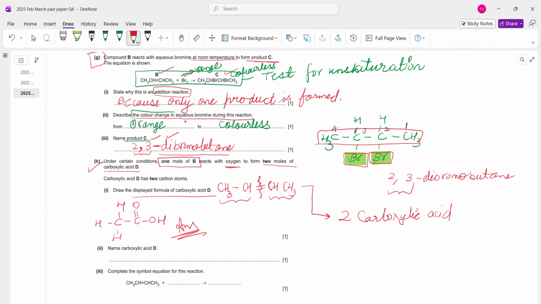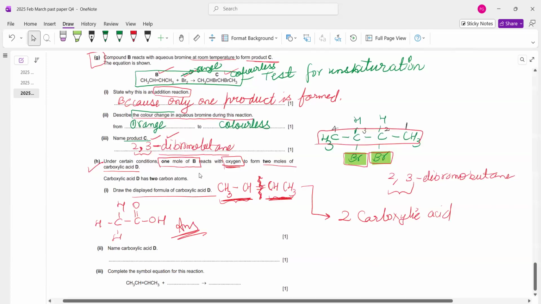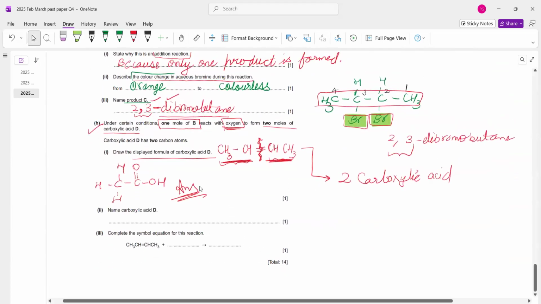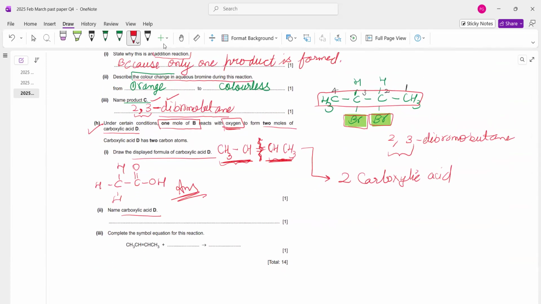This bond is breaking and both of these parts are getting converted to carboxylic acid because this is reacting with oxygen. So oxygen is getting added to it. So this is how we write the answer for this. Now, when they ask us the name of the carboxylic acid, it's very simple. It's ethanoic acid. I hope you know that it's called ethanoic because it has 2 carbons, so eth, and oic acid because it's an acid.